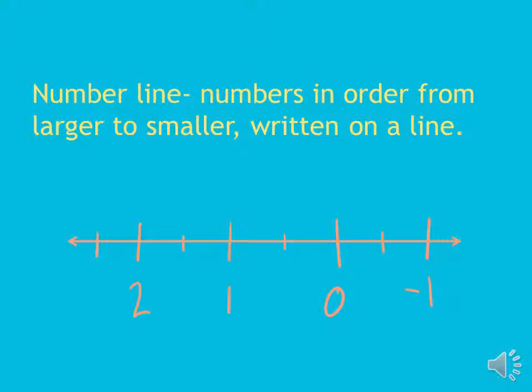A number line is a way to represent numbers in order. They're written on a line and they're written from largest to smallest. As you can see, the large hash marks tell us that it's one number. So we have 2, 1, 0, and negative 1. 0 is normally our starting place. And then you can see that there's smaller hash marks in between. Those each represent 1/2. So we have 0, 1/2, 1, 1.5, 2, 2.5.